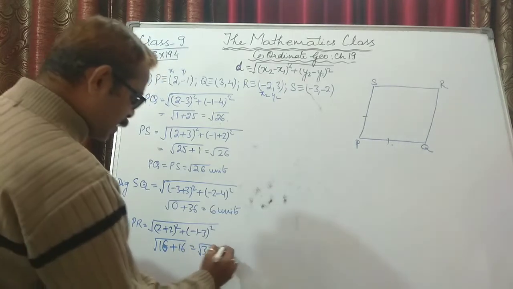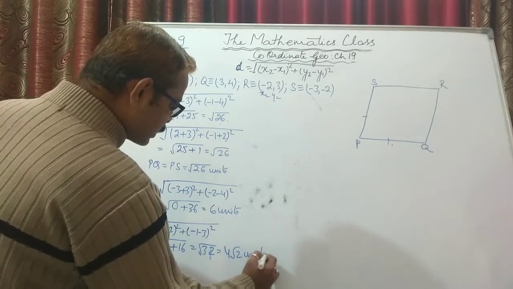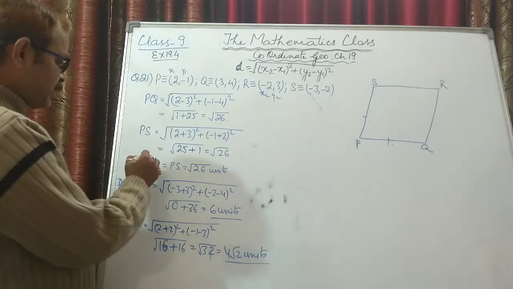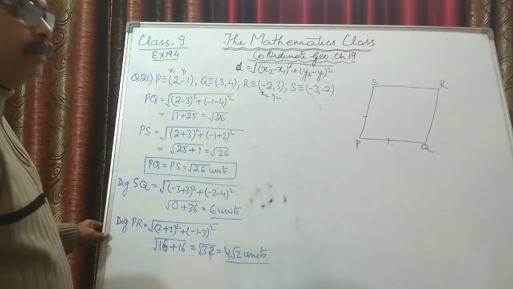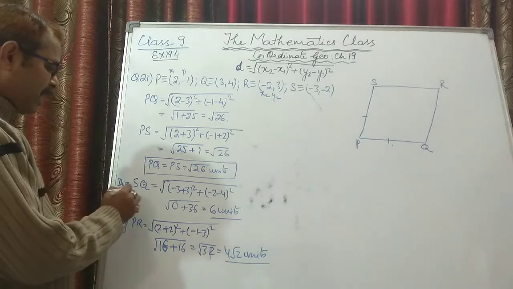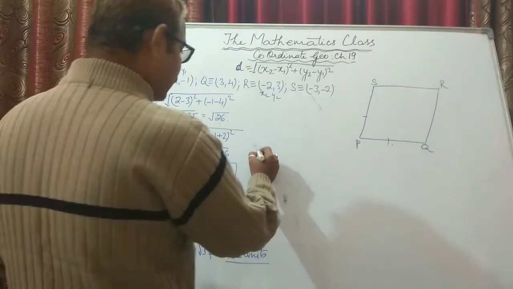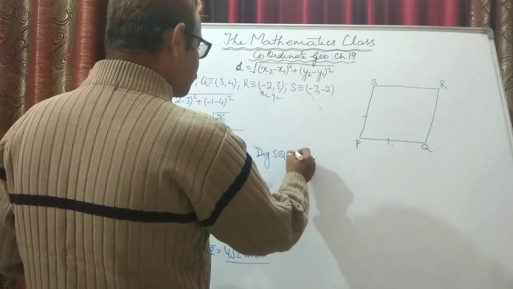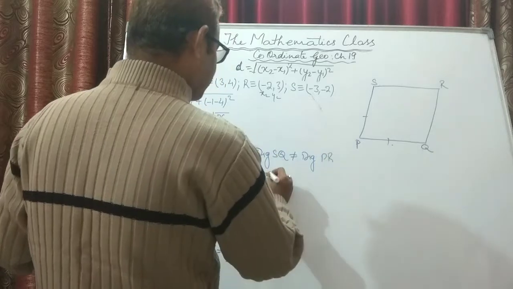32 means 16 twos are... It means 4 root 2 units is the length of the other diagonal. What we can say, we have seen that the adjacent sides of this diagram are equal. At the same time, the length of the diagonals is not equal. We can say that diagonal SQ is not equal to diagonal PR.